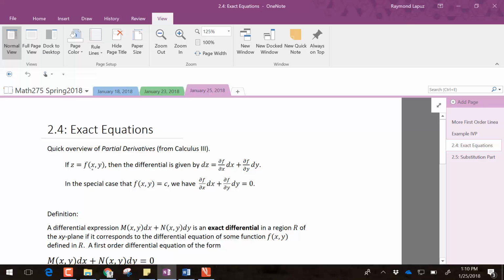Now, if you have your function set equal to a constant, then if you take the derivative of both sides, the differential is going to give you partial f with respect to x dx, plus partial f with respect to y dy, equal to 0. So that is a kind of equation that we're going to look at.